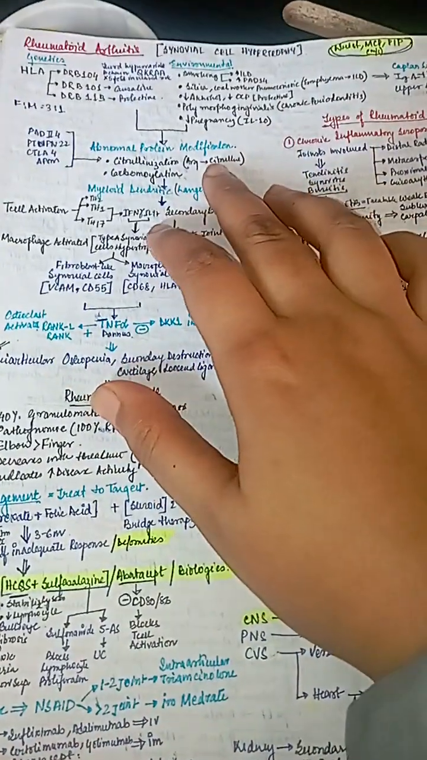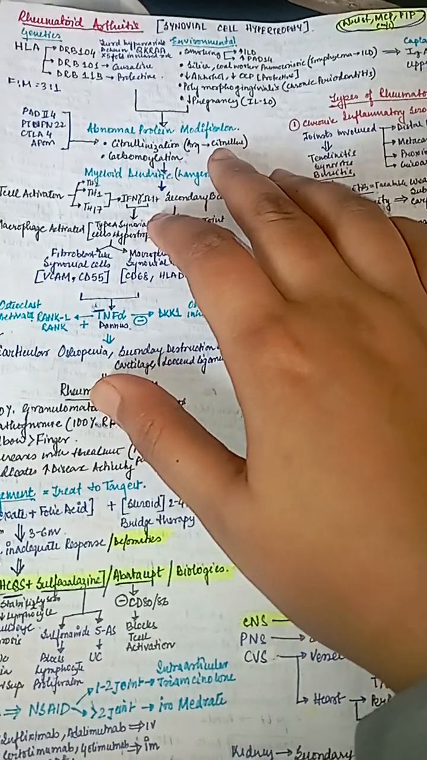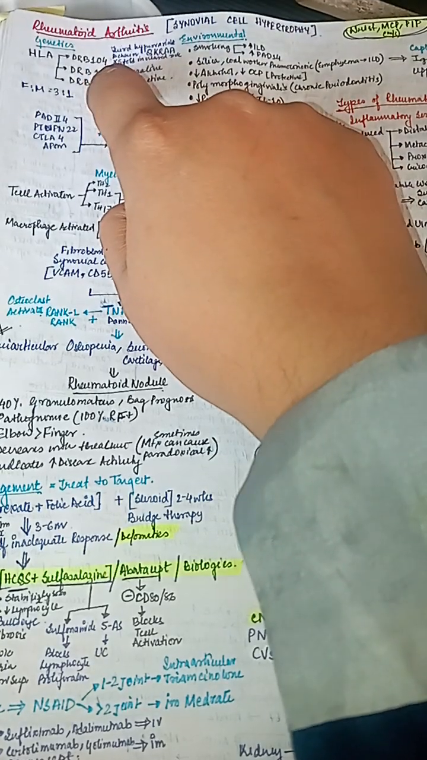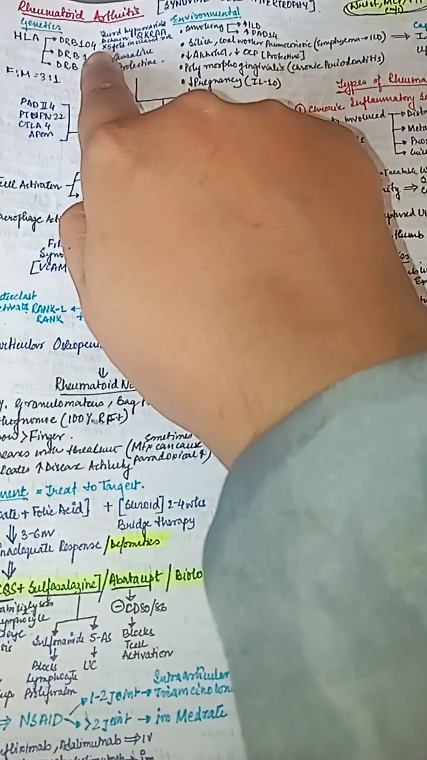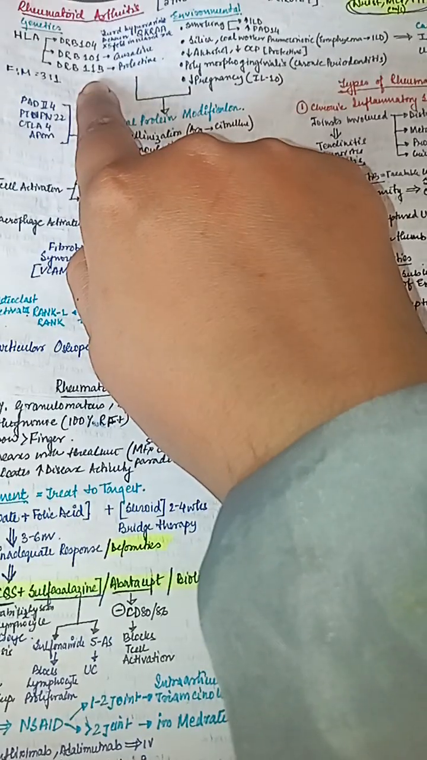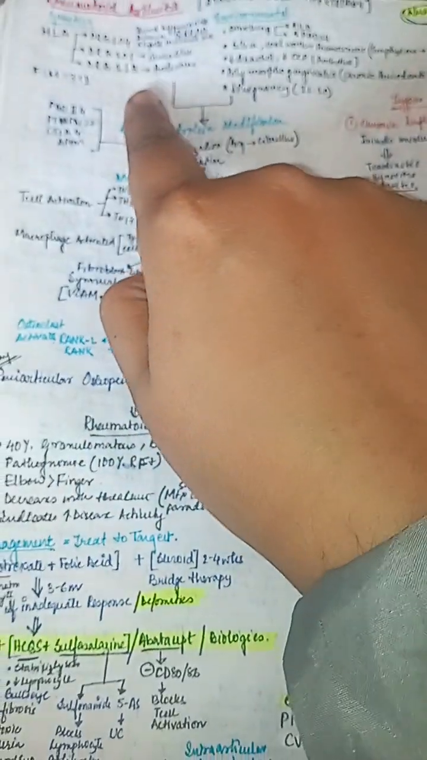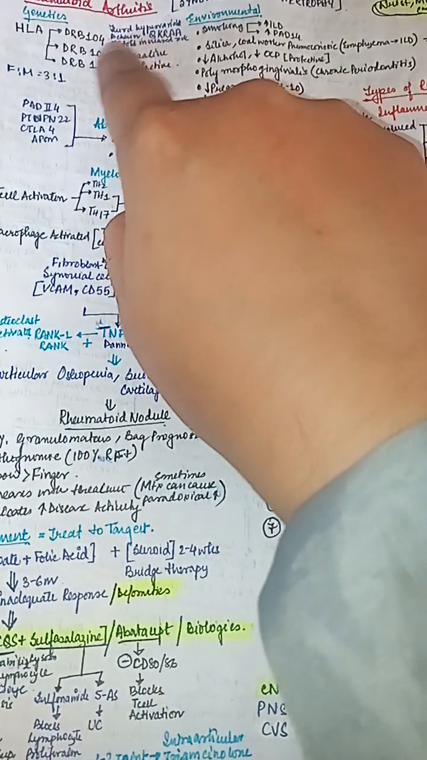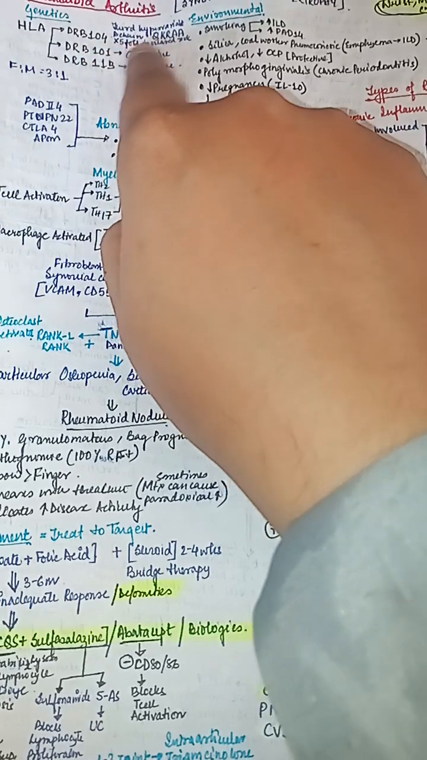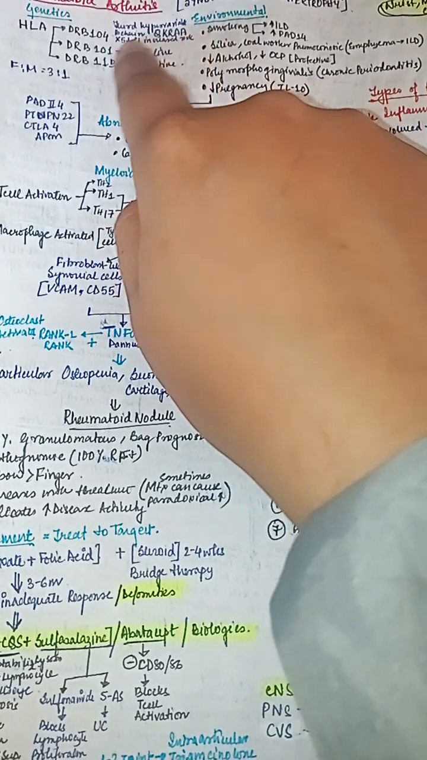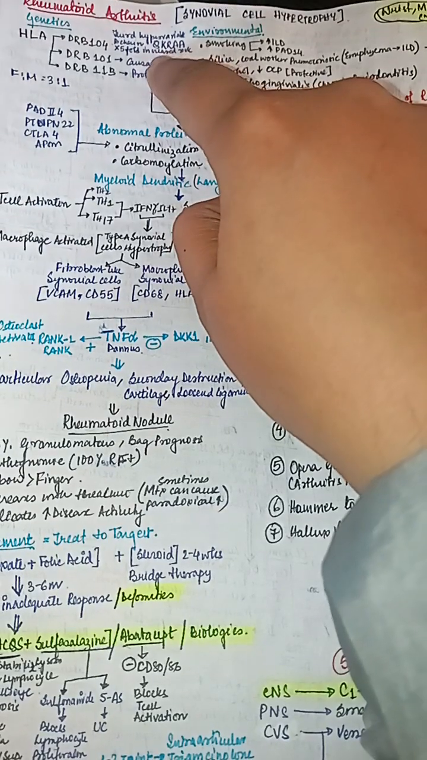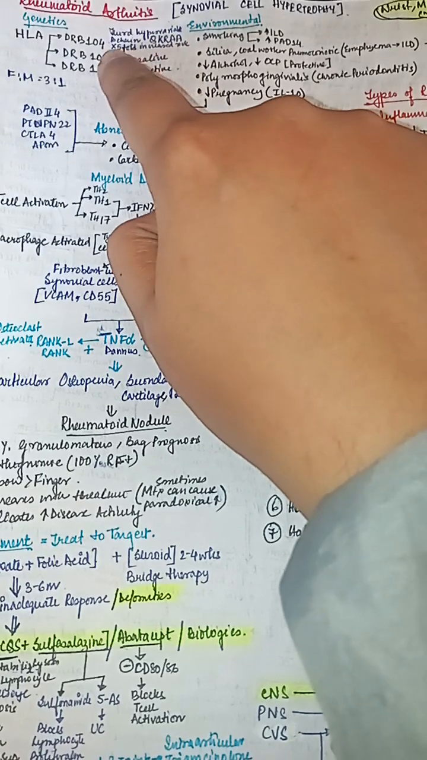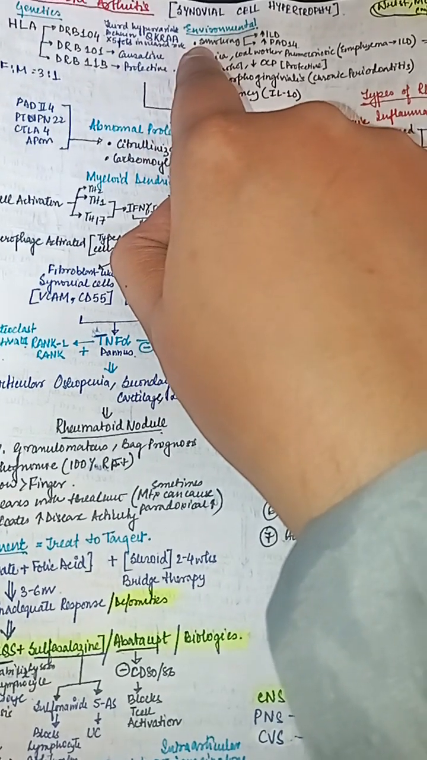Okay, so what are the risk factors causing rheumatoid arthritis? The HLA involved are HLA DRB1 04, 01 and 13. HLA 04 has the third hypervariable beta chain of QKRAA, a five-fold increase in risk.